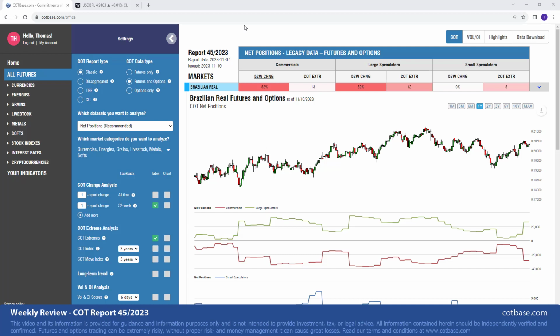Today we're going to be analyzing the 45th Commitments of Traders Report of 2023. And as we always do, we shall start off by looking at the largest changes in commercials net positions.